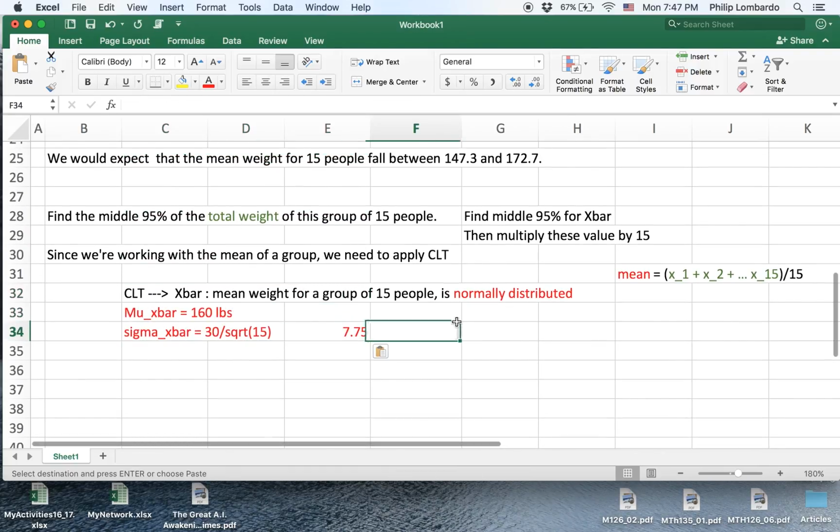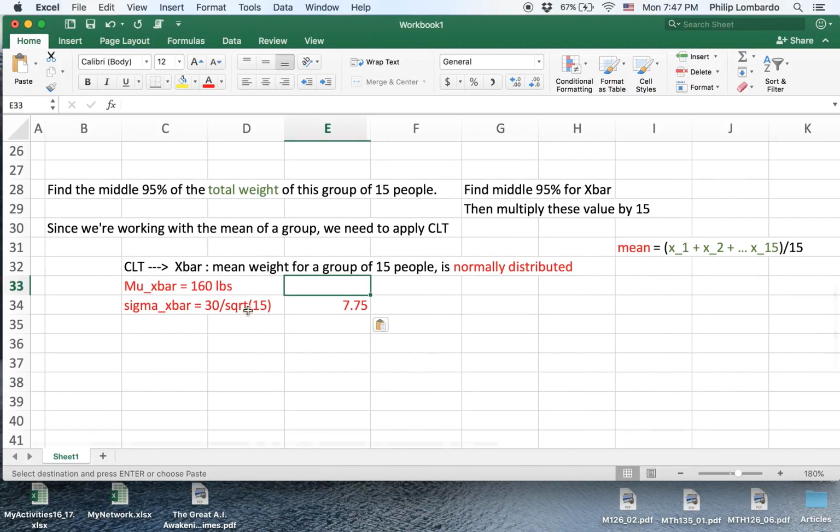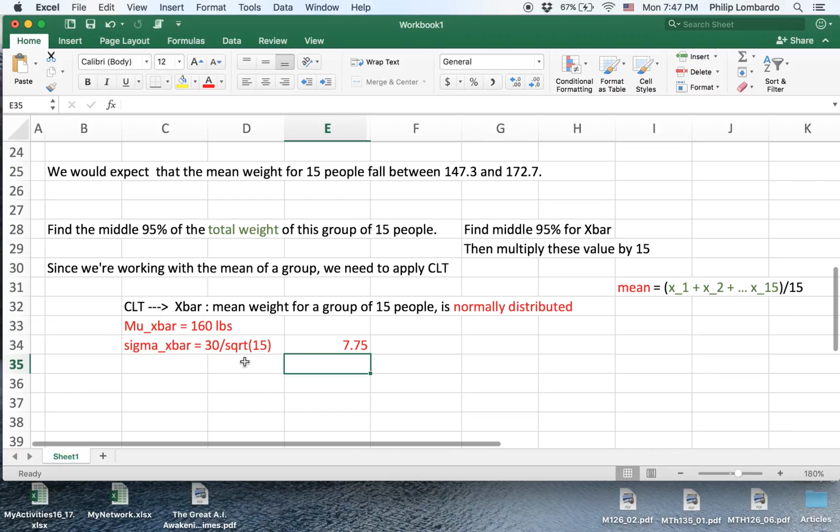All right, so the central limit theorem for X bar, which is the mean weight for this group of 15 people. Central limit theorem says this X bar is normally distributed. It has a mean of 160 pounds and a standard deviation of 30 over the square root of 15, which in our case we computed was our 7.75. Okay, so the parameters here haven't changed.